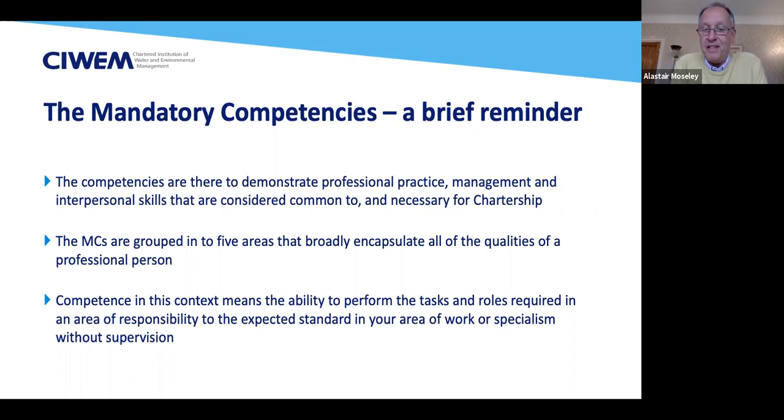Competence means the ability to perform the tasks and roles required in an area of responsibility, that's an important word, responsibility, to the expected standard in your area of work or specialism. And the final important one is without supervision. So when you go for your chartership, we are expecting you to be in a responsible position where you have some accountability and where you're not supervised directly for the work that you do. That is what chartership is trying to measure.